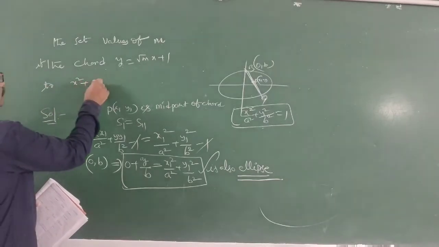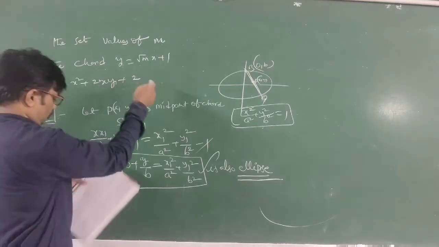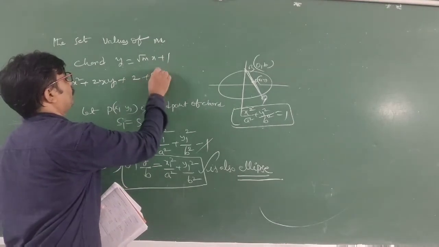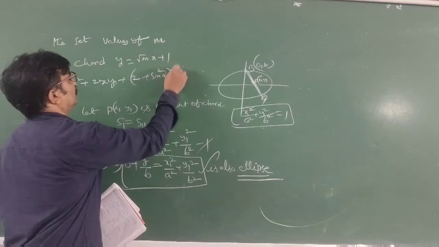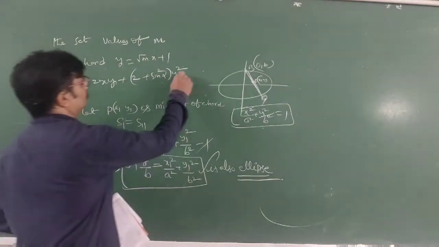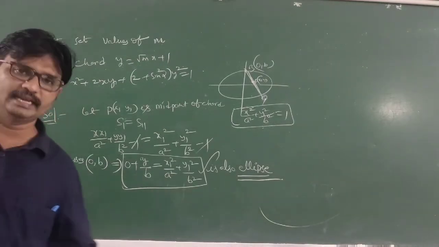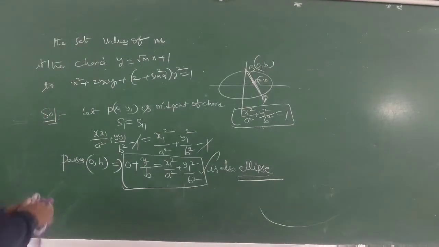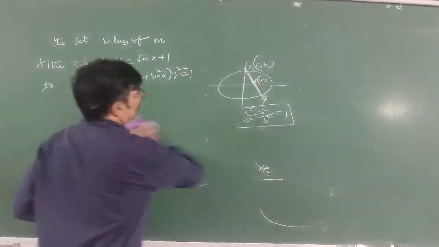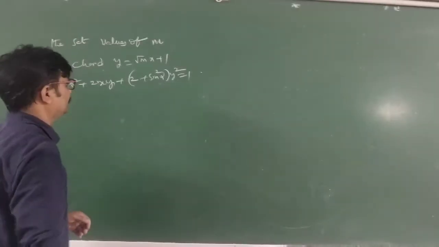x square plus 2xy into (2 plus sin square alpha) y square equal to 1, which subtends a right angle at the origin. Which subtends a right angle at the origin.